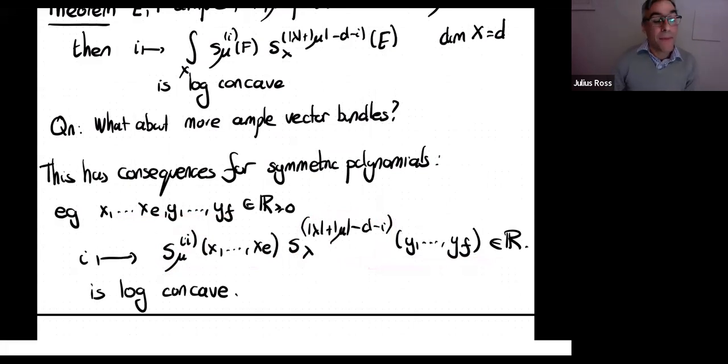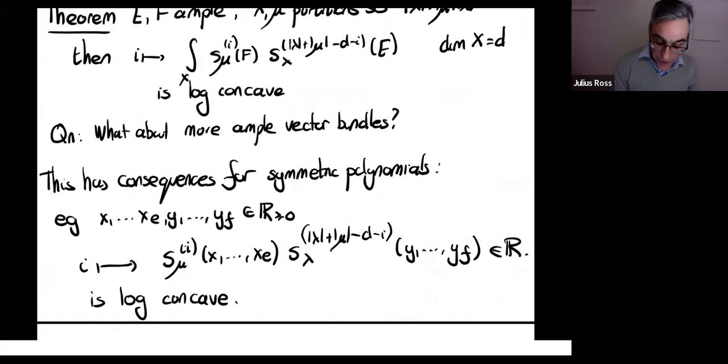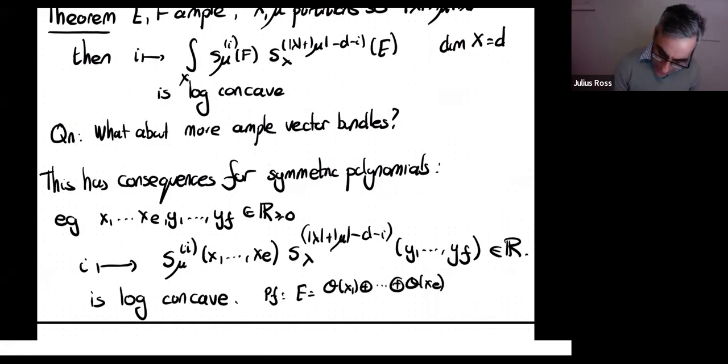Very good. So why does this follow from the previous thing? The proof is, you work on some product of projective spaces, Pn1 cross Pn2, and you take E to be O of x1 plus up to O of xe, and F being O of y1 plus up to O of yf.